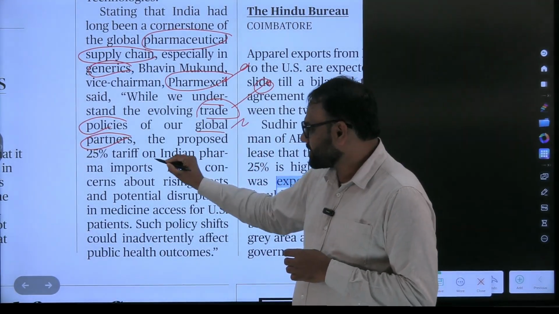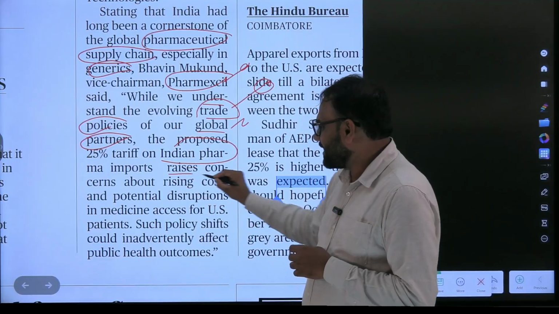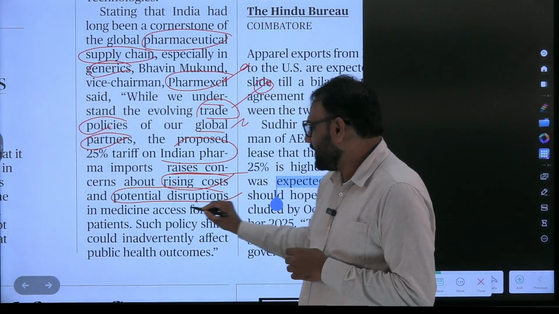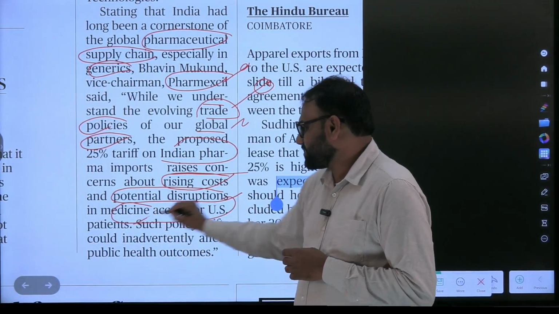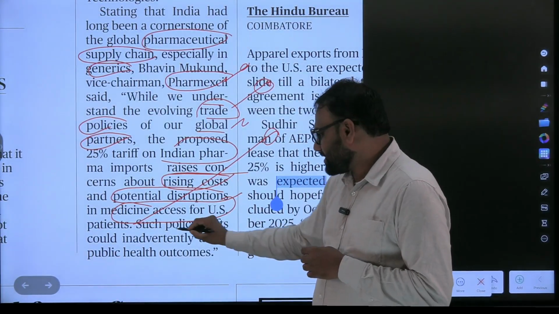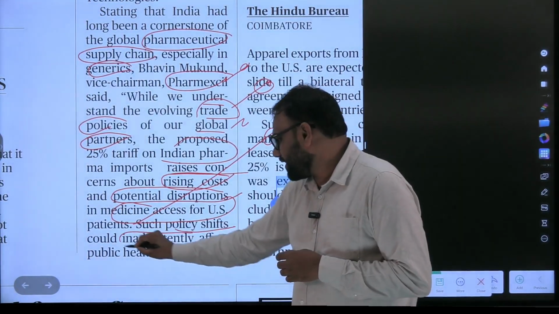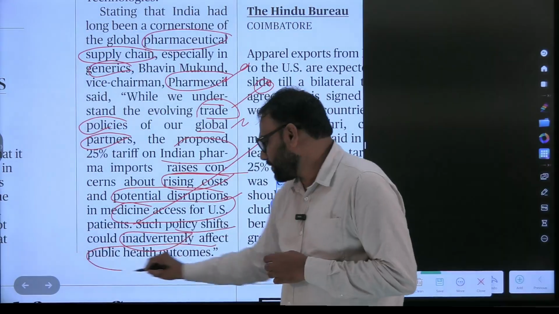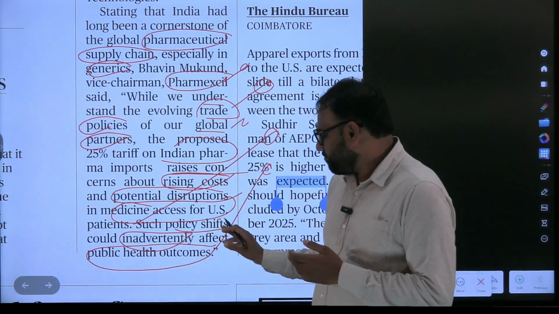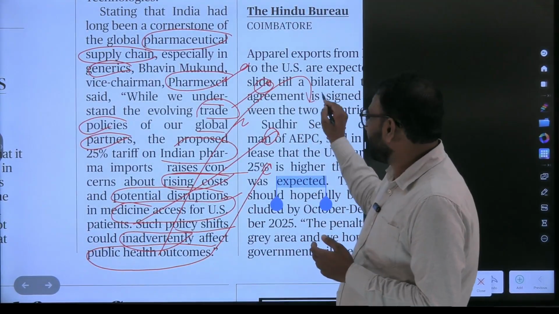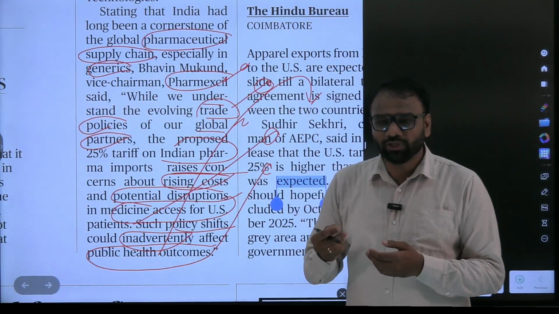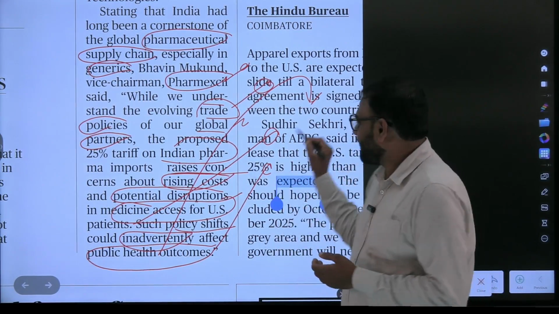The proposed 25% hike on Indian pharma imports raises concerns about rising costs and potential disruptions in medicine access for US patients. So it will cause problems to patients residing in USA. Such policy shifts could inadvertently affect public health outcomes. So such policies by the USA government will affect public health outcomes. What is public health? The health of the people. So how do you determine public health? We calculate by various measures.